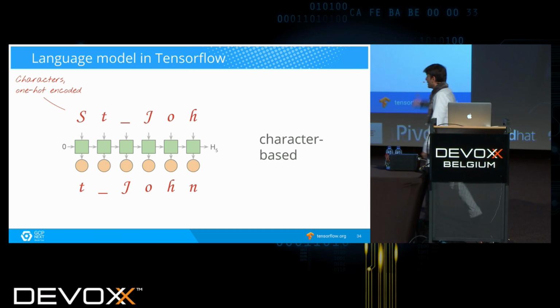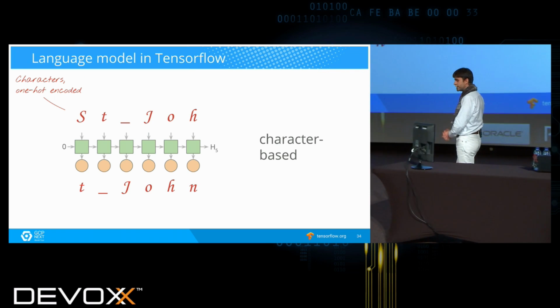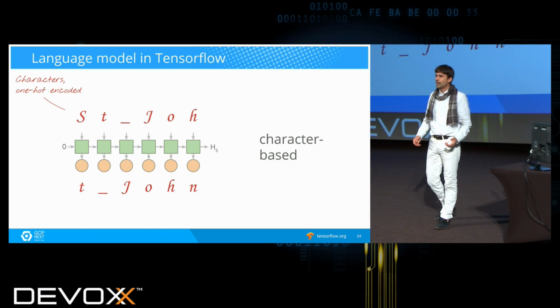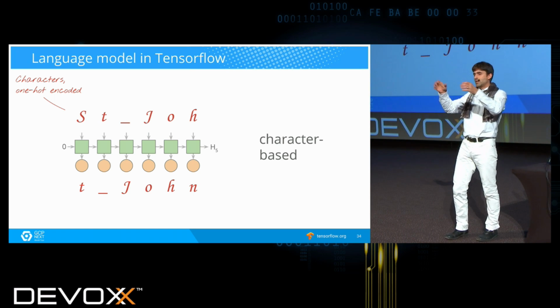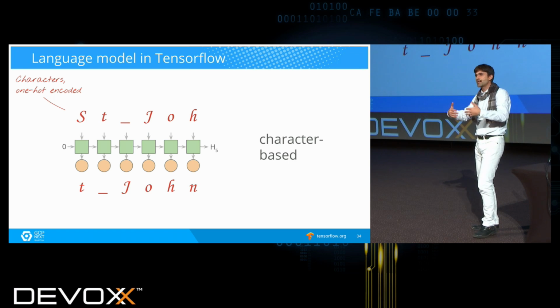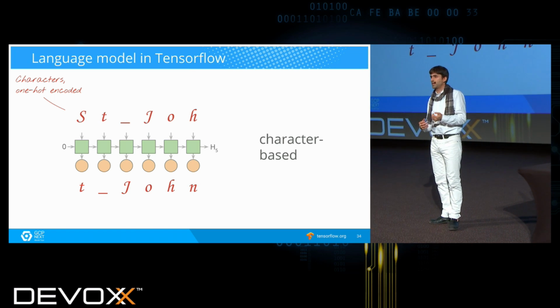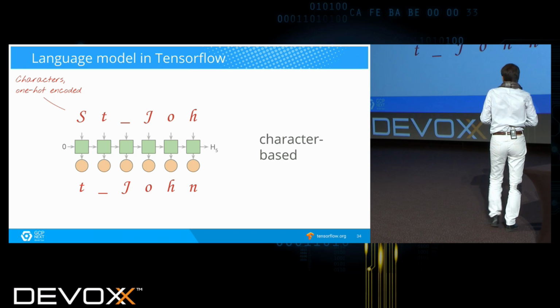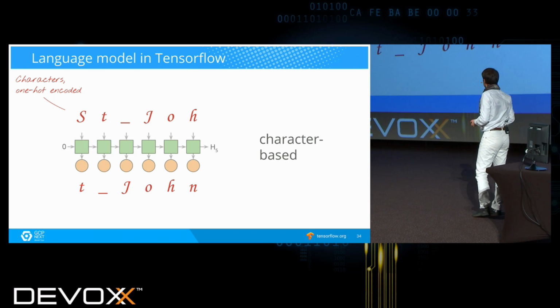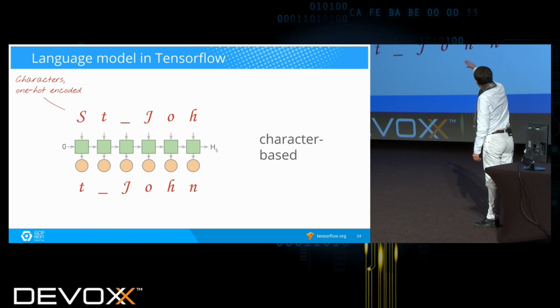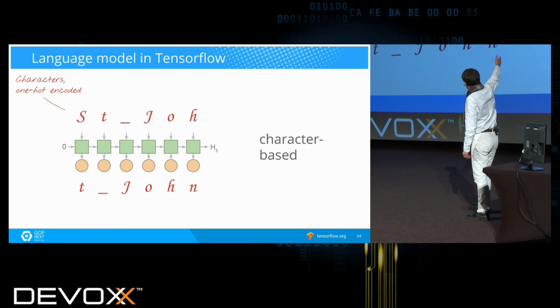Let's use it. We will do something fun. We will teach a neural network a character-based language model. We will give it text and ask it to predict the next character in the sequence of text. So that's how it works. We have those cells. We unroll it a certain number of times, and we put characters on the inputs.